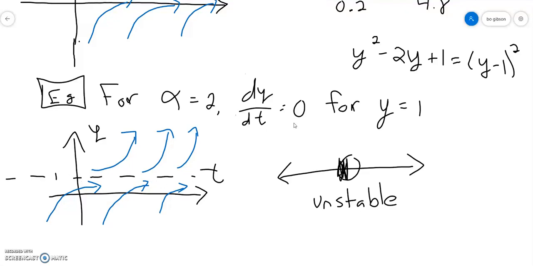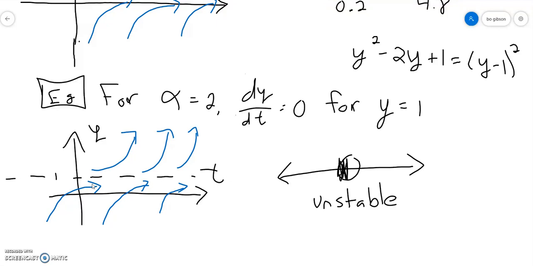And then let's just test the value, right? Let's test 0. What happens if I put in 0? Well, I get a positive answer. And what happens if I put in 2, a number on the other side of the equilibrium point? Well, I get another positive answer. So I only have one equilibrium point, and it's unstable.